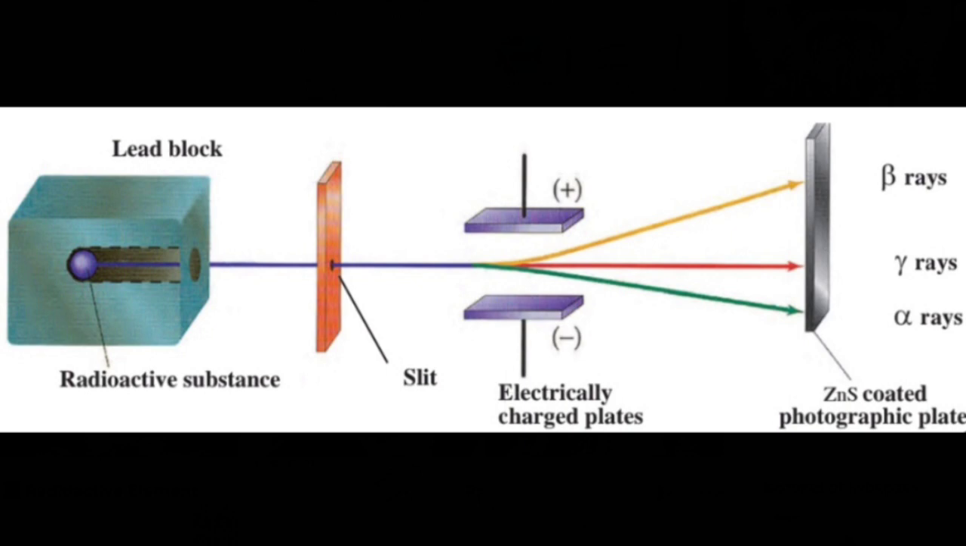So what about the gamma rays that passed through the slit? They were electrically neutral, so they traveled straight in the path over the zinc sulfate photographic plate. This confirms that beta rays are negatively charged particles and the alpha rays are positively charged particles.